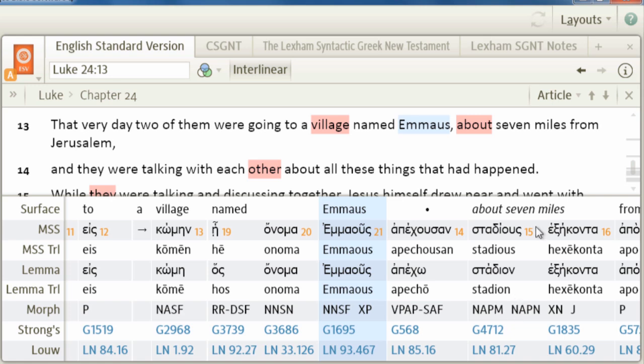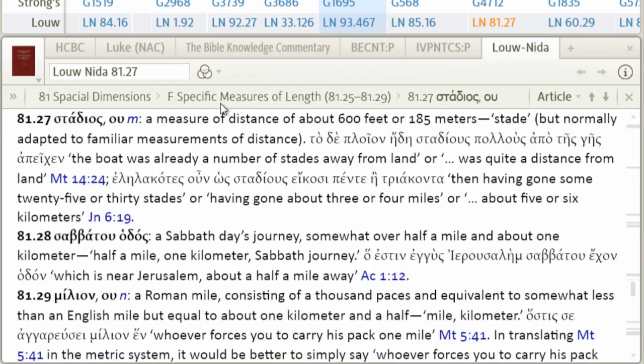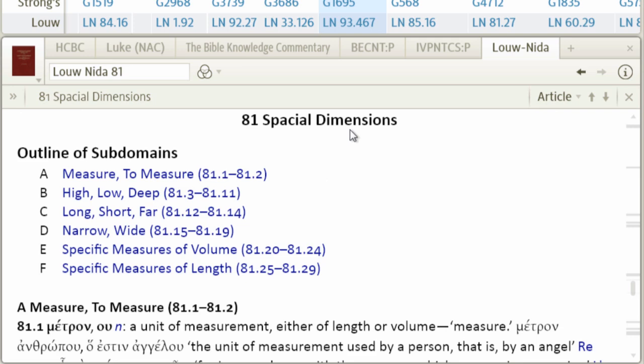And we can tell from the English translation that it's indicating how far or long something is from something else. In this case, how far Emmaus is from Jerusalem. Grammarians label this use the accusative of space, because the word here is in the accusative case. And if we looked at the semantic domain of the word by clicking on the Louw-Nida number here, we would see that the Greek word here, stadios, belongs to semantic domain number 81, spatial dimensions.